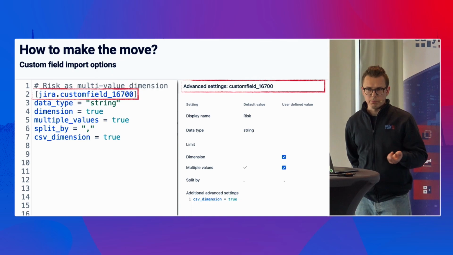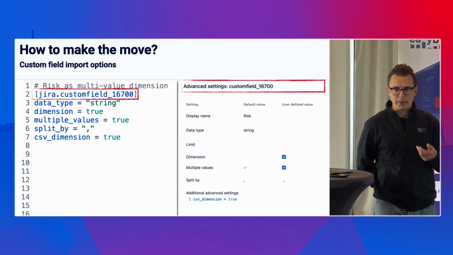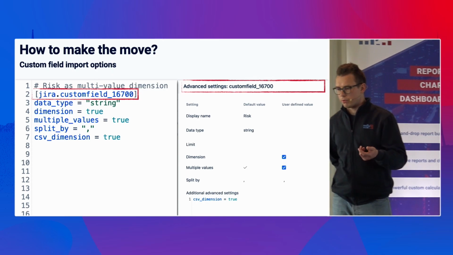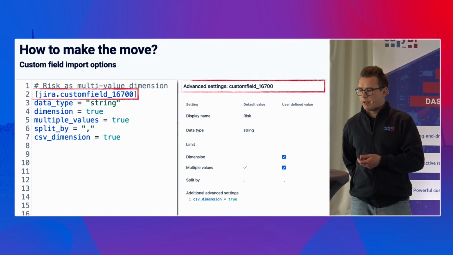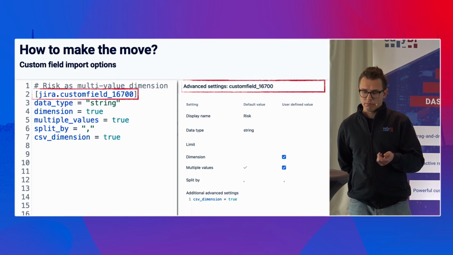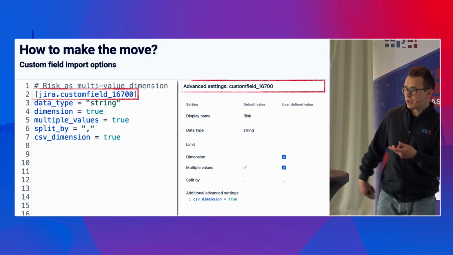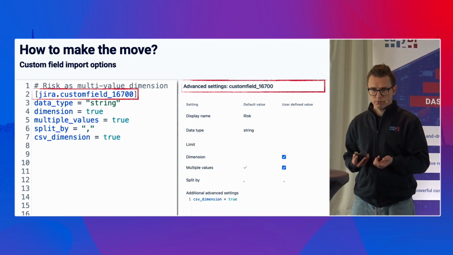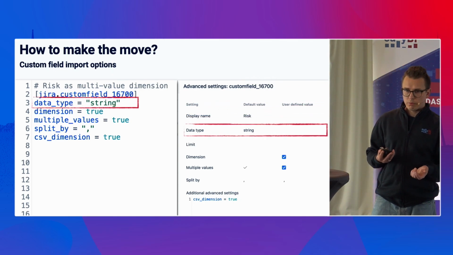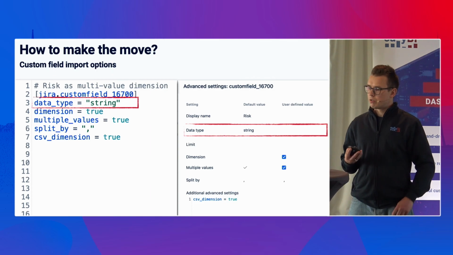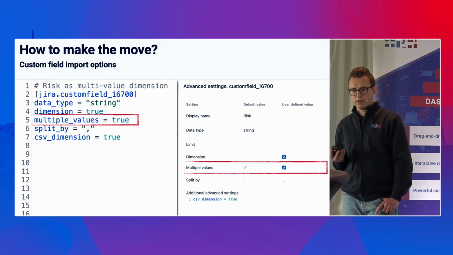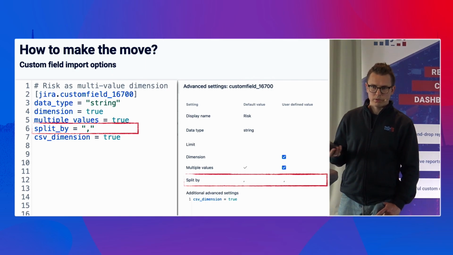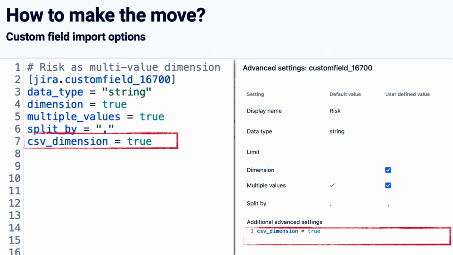Let's have a look at custom field import options. On one side, you have the eazyBI advanced settings definition for a custom field, which I import as multi-value and as a comma separated value dimension. And on the other side, you have the same field, but with the custom field import options. And we can go step by step. At the very top, you see the custom field ID. Then you have the data type, which is already default in the import options in this case. Then you enable it for import as a dimension and as multi-values and split by. These are all checkboxes or little text fields. And the only one you have to define, you could say the old way, is the comma separated value dimension.